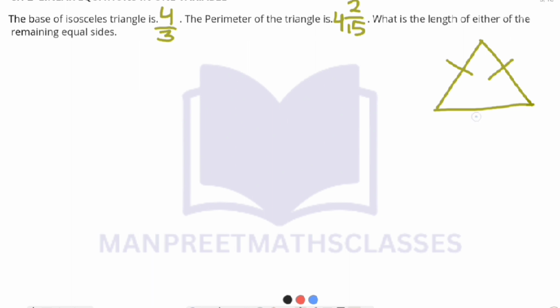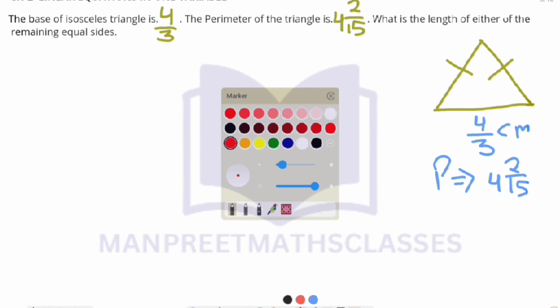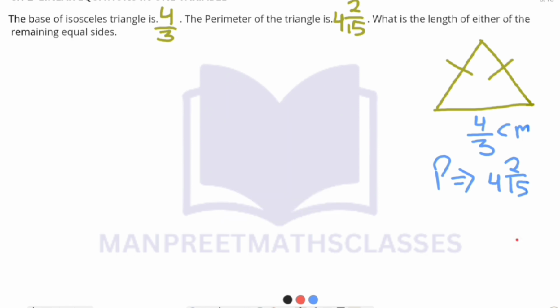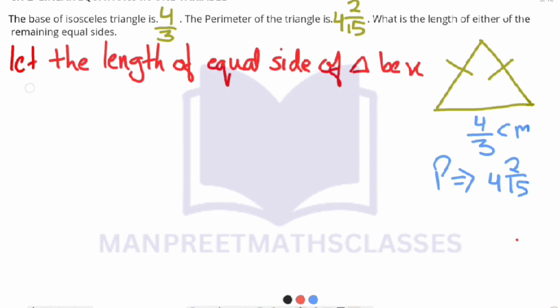So what is given? हमें बेस दिया है 4 upon 3 सेंटीमीटर और पेरीमीटर गिवन है. पेरीमीटर क्या होता है ट्राइंगल में? सम ऑफ ऑल साइड. और क्वेश्चन हमें रिमेनिंग इक्वल साइड कैलकुलेट करने को कह रहा है. सो सबसे पहले जो आपको कैलकुलेट करना है, वो सपोज करेंगे. सो लेट द लेंथ ऑफ द इक्वल साइड ऑफ ट्राइंगल बी x. According to question, perimeter of triangle is equals to 4 whole 2 by 15 centimeter.